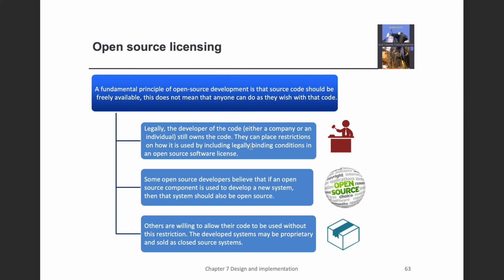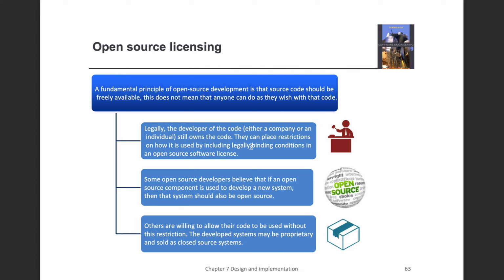They can place restrictions on how it is used by legally binding conditions in an open source license. So I think when we read all the other things, we will understand. It means that there are different versions of open source licensing. So depending on what the license is, it might either be freely available, or it may have some level of restriction for the use.